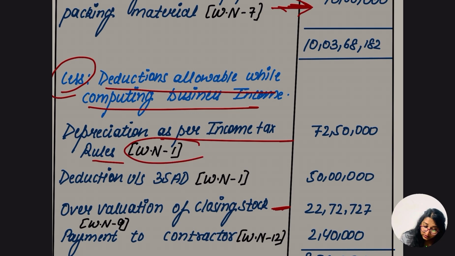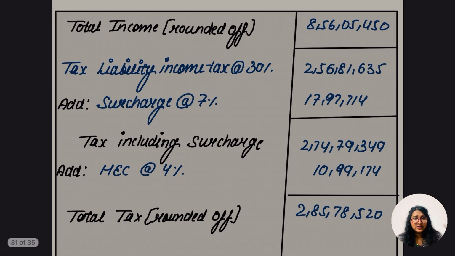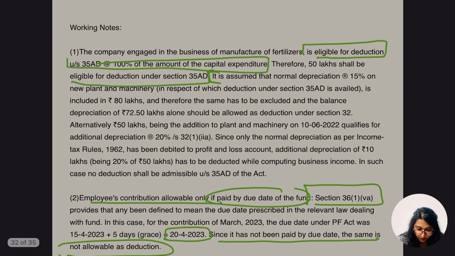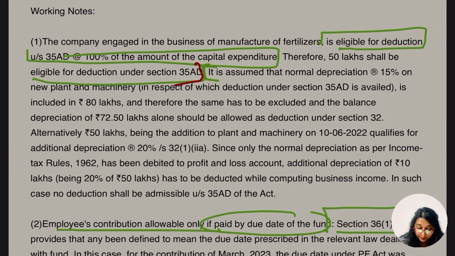So let's go for the remaining part of working note number 1, okay. As I told you, we have covered this. It is assumed that the normal depreciation, let me read it again, okay. So the company engaged in the business of manufacture of fertilizer is eligible for the deduction under section 35AD at the rate of 100% of the amount of capital expenditure. Yes, we know this. Therefore 50 lakh shall be eligible for the deduction under section 35AD. Hope this was clear.